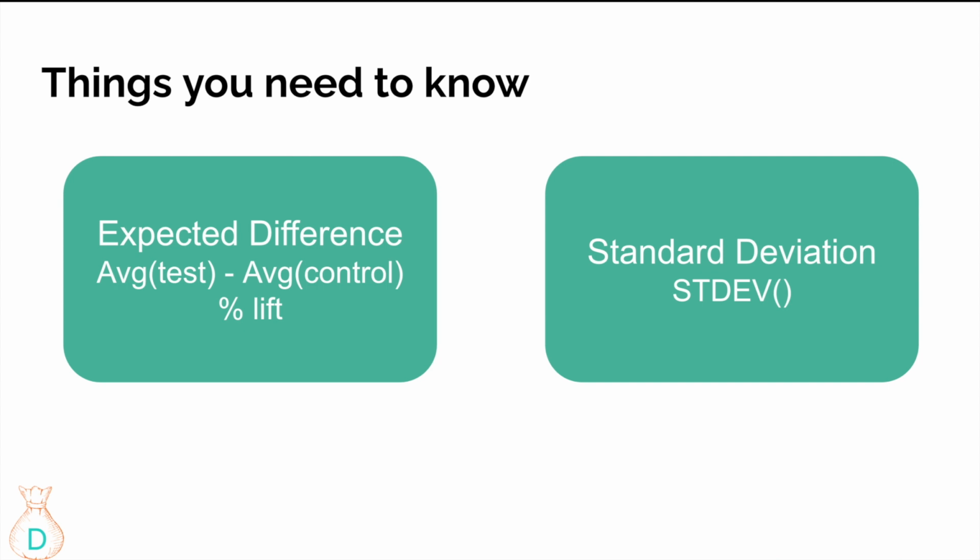The first thing is to know, what are you expecting the difference to be between the two groups? It can be an absolute average difference, or it can be a percentage lift. The other thing we need to know is the standard deviation of these two different groups. You can simply calculate that with your SQL, with the syntax STDEV, which is standard deviation. With these two numbers, you're able to plug into a formula in the z-test and determine what your sample size should be.